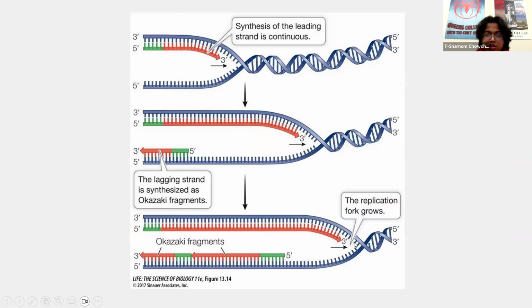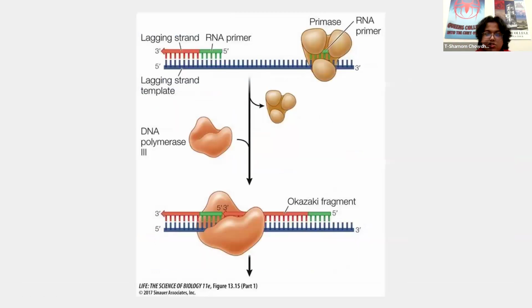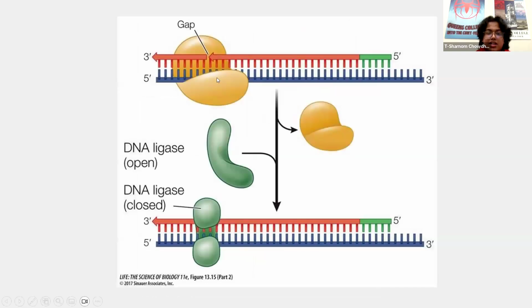The replication fork is the point where the DNA helix starts to unravel. As the replication fork grows, as you see here for the lagging strand, primase puts down the RNA primer, then that primase leaves, and DNA polymerase fills in the gap between the primers. The process will continue here. There'll be a primer somewhere here. The primer will leave, DNA polymerase will come in and fill in that gap with the Okazaki fragment. So here, it fills in that gap.